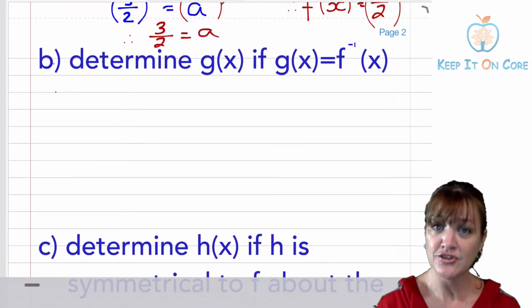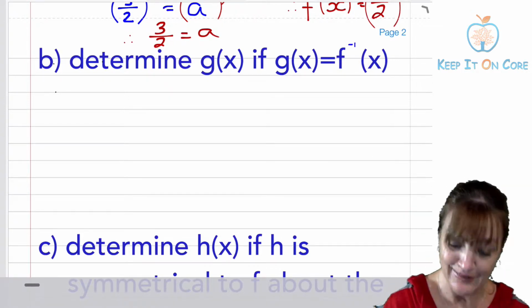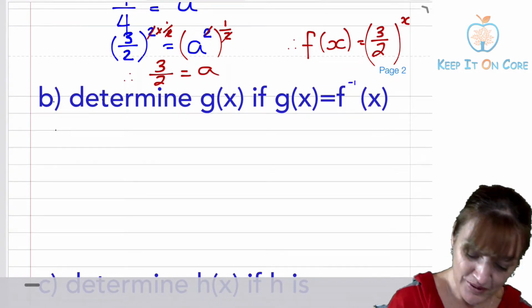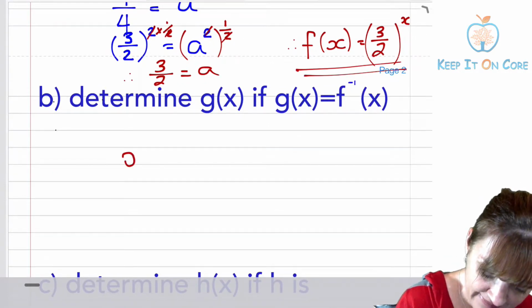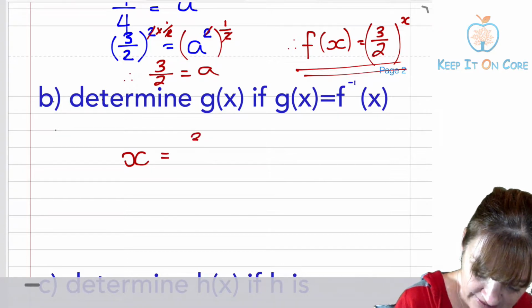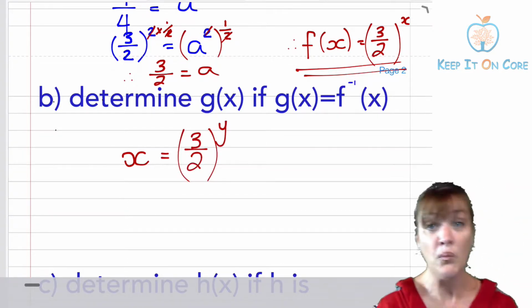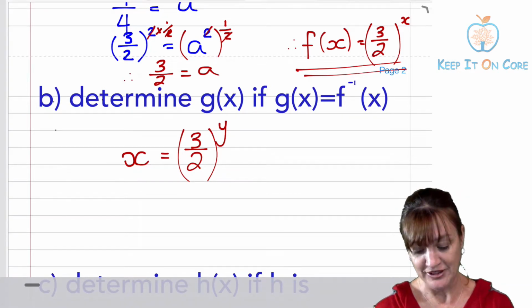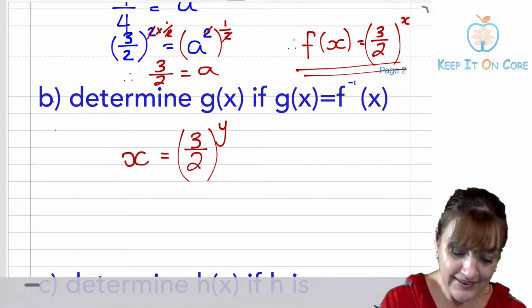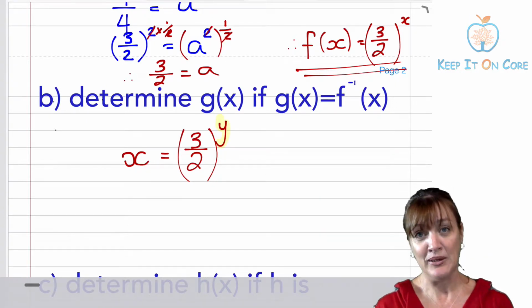Okay, what do we know to do with an inverse function? Swap the x and the y around, exactly. So we're working with this equation here. We're going to swap the x's and the y's around, which means I'm now sitting with 3/2 to the power of y, okay? And again, we have this exponential equation. y is sitting up here as an exponent, okay? And you need to make y the subject of this equation.